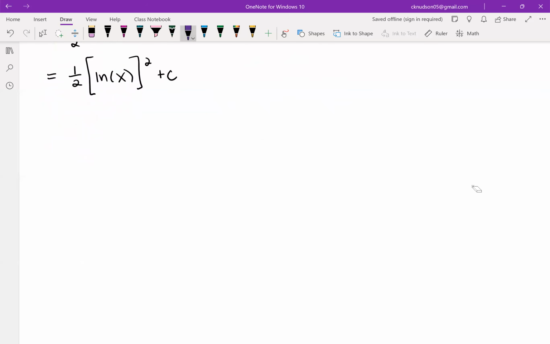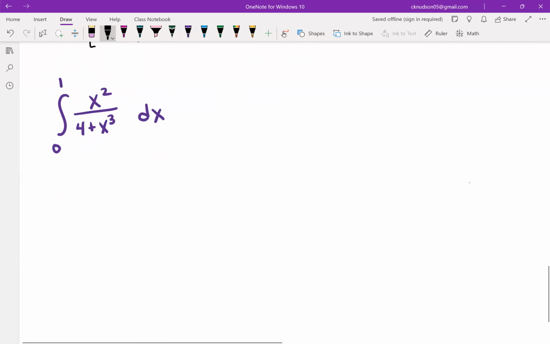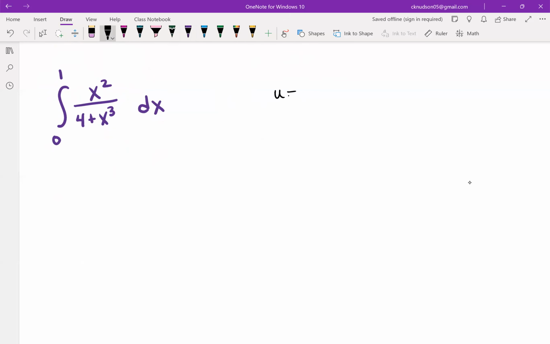In our next example, we are going to integrate from 0 up to 1 of x squared over 4 plus x cubed dx. Okay, so again, we need to be thinking about the chain rule when we choose our u. So we have a few options here. We could try maybe x squared, or we could try x cubed, or we could try 4 plus x cubed. And we're going to use 4 plus x cubed.